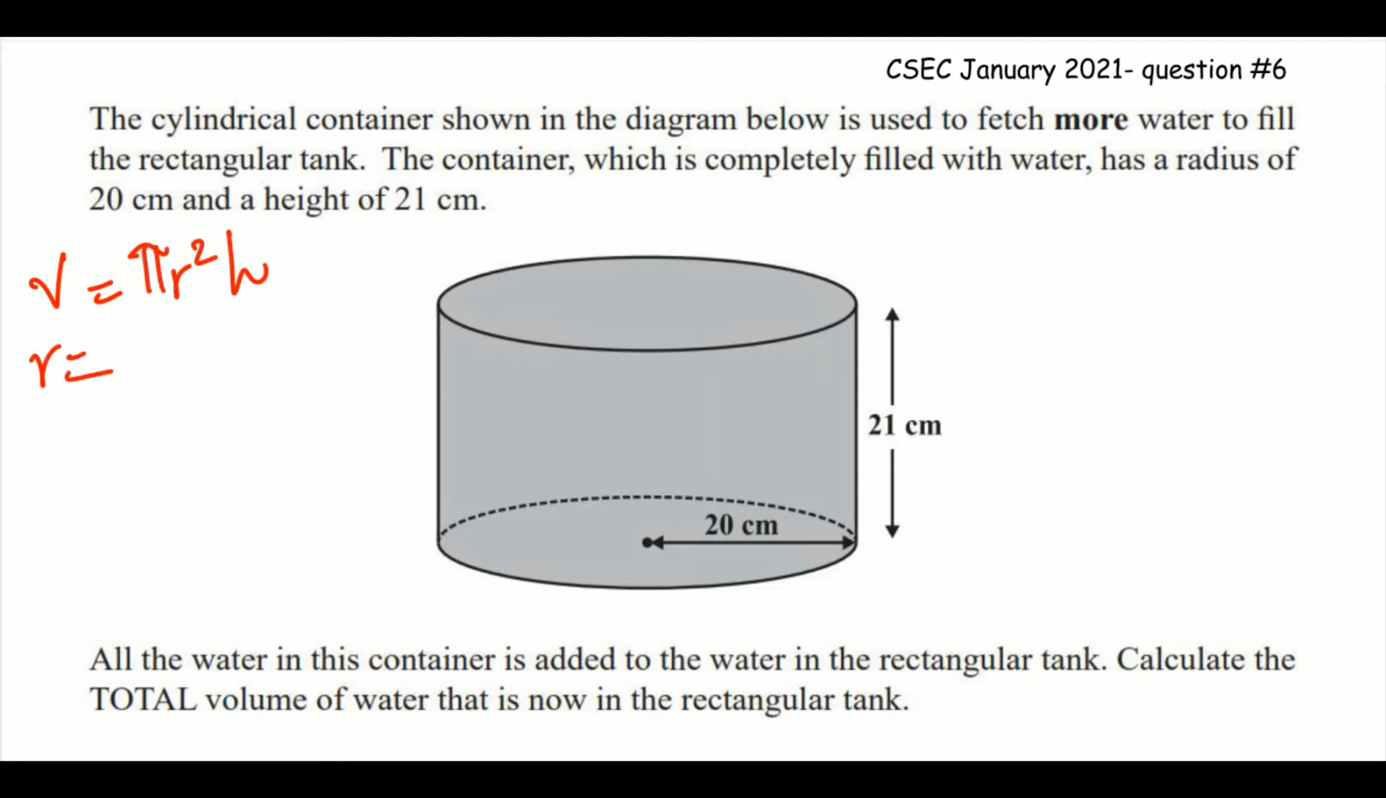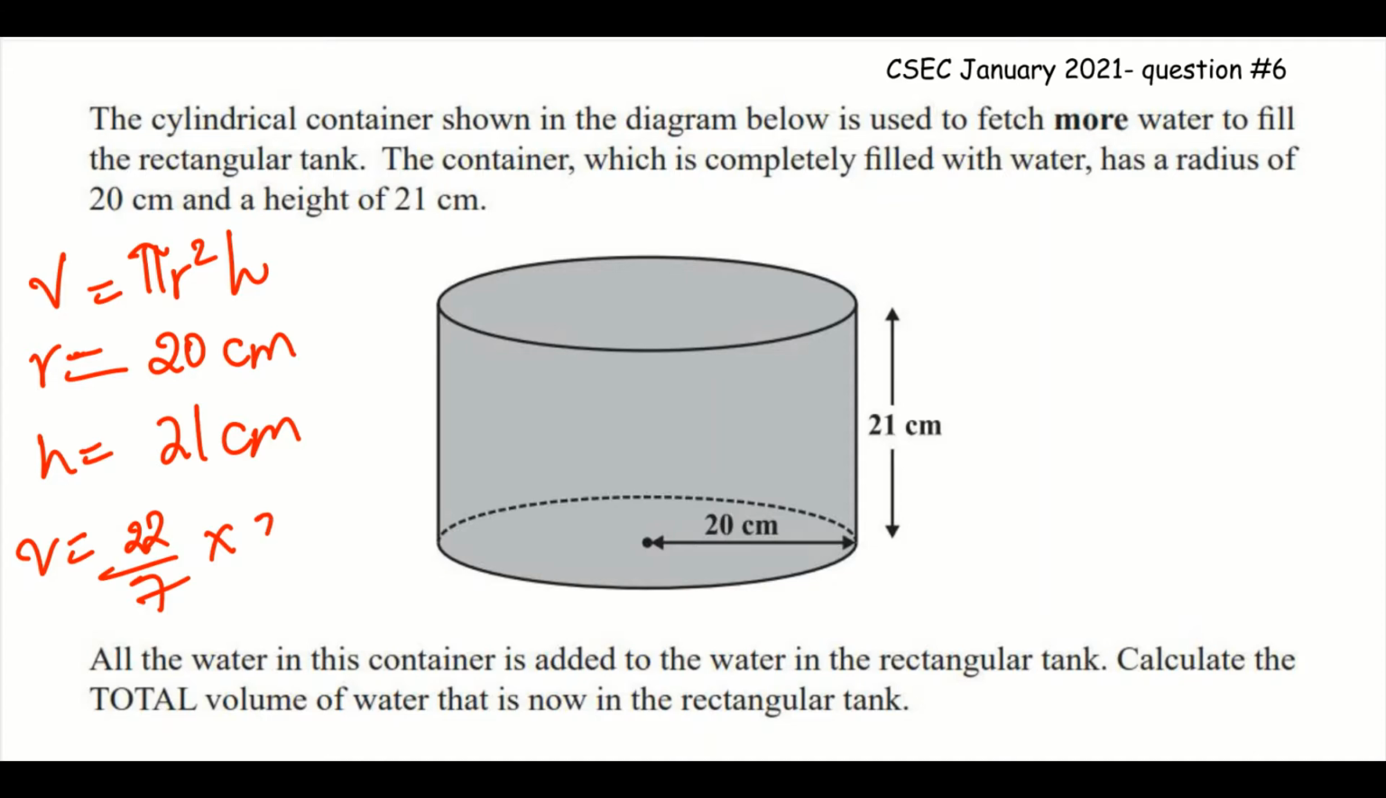So we know that our radius is 20 centimeters. Our height is 21 centimeters. So we can go ahead and plug it into our formula. V is equal to, if they don't tell you what to use as pi, you can go ahead and use 3.142, 3.14, or 22/7, it doesn't matter, times the radius, which is 20 squared, and times the perpendicular height, which is 21 centimeters. Don't forget a unit like what I'm doing. So write on your little centimeter.